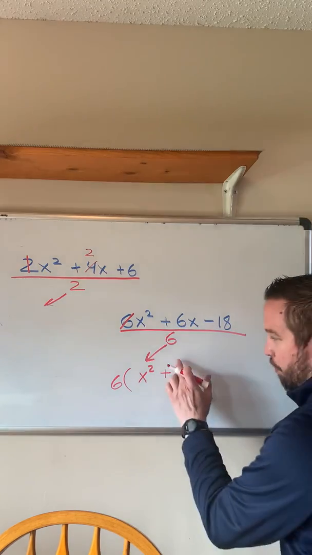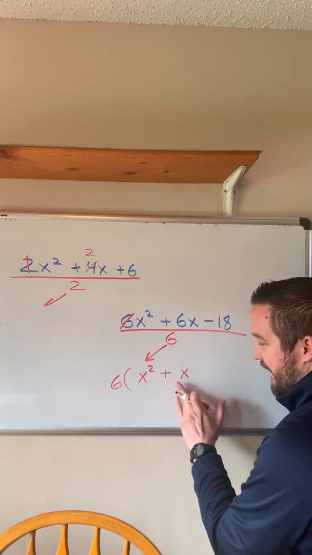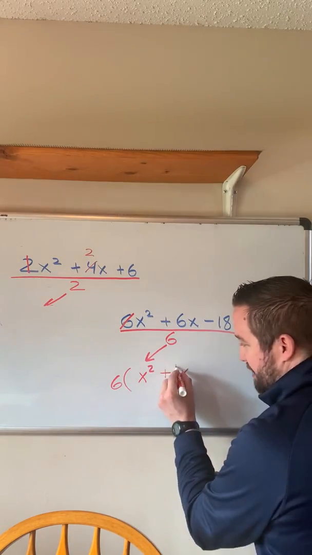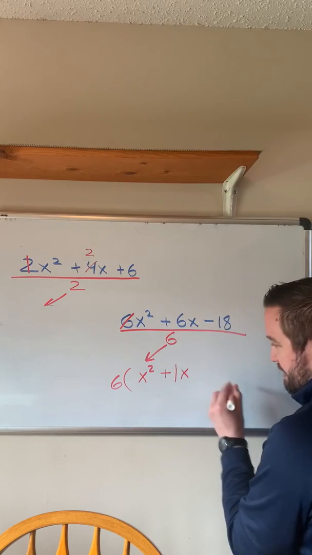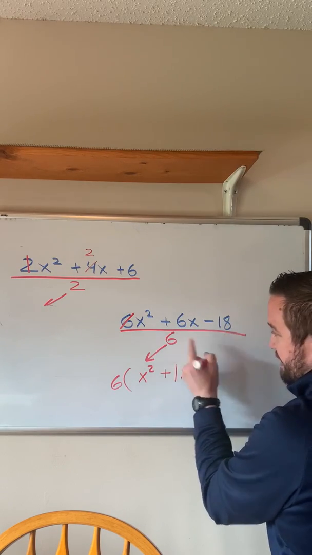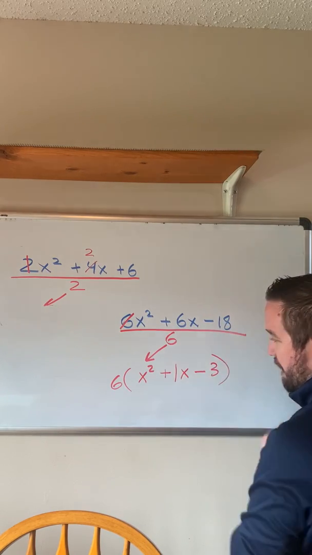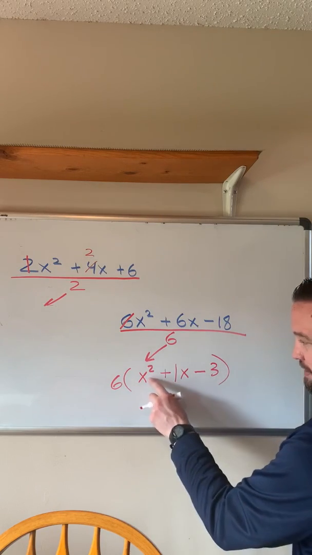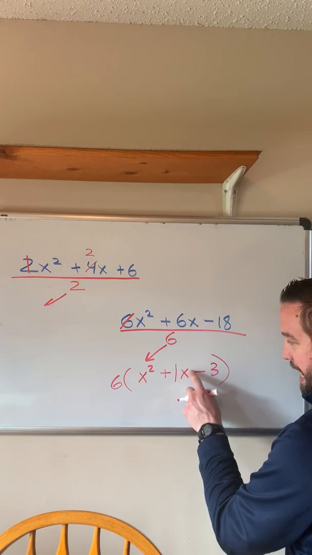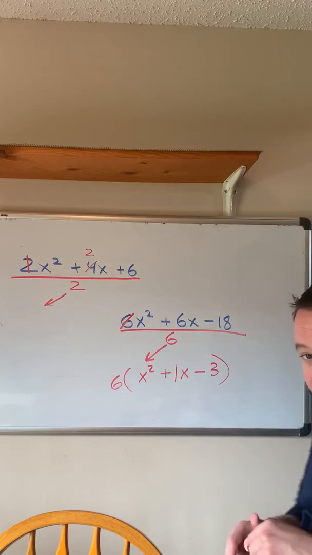And you can keep the 1x or just the x. It means the exact same thing. Minus 18 divided by 6 is going to give me 3. I've got my 3 terms. X squared, x to the first. And this is my constant.